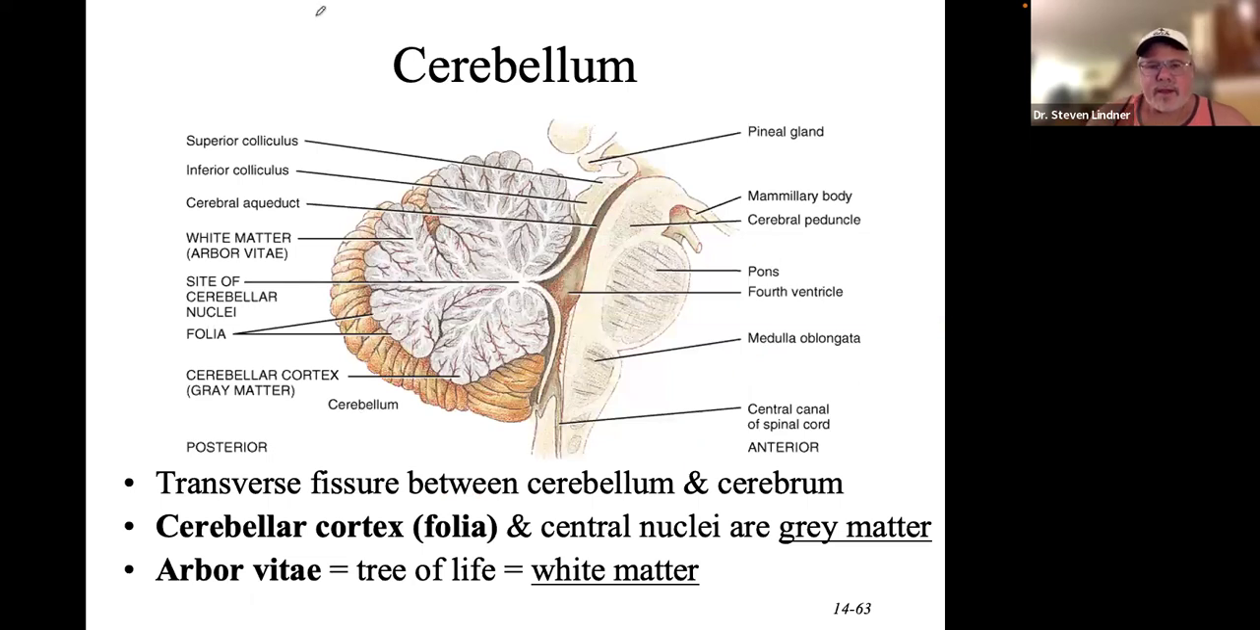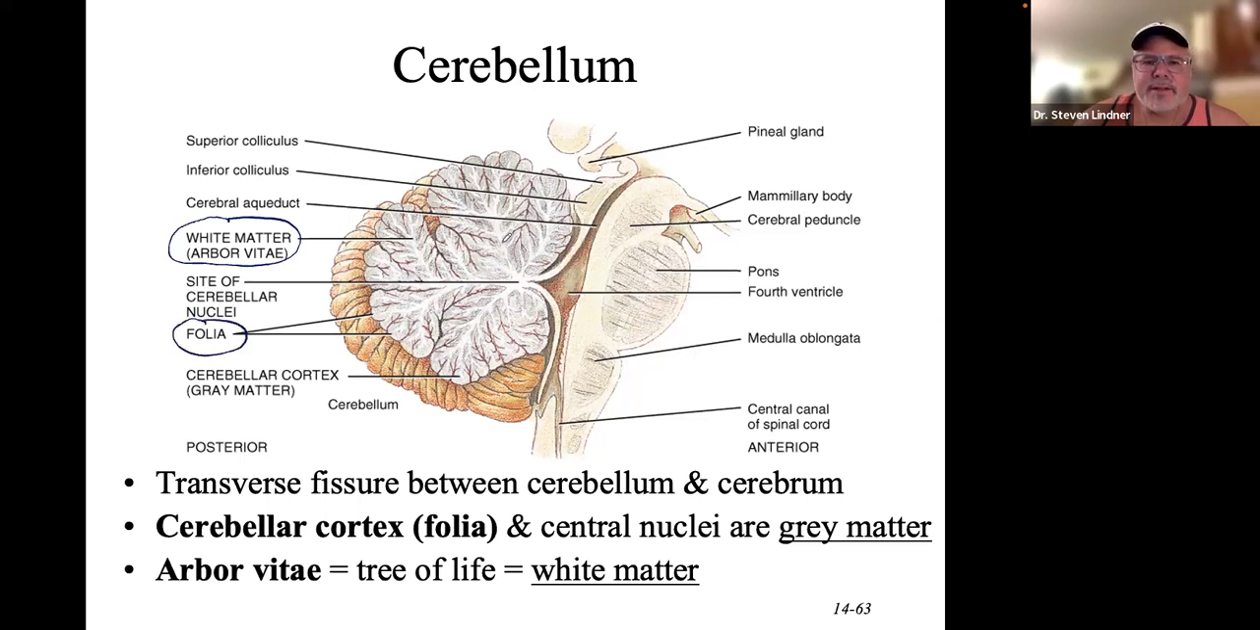Okay. When we take a close up look at the cerebellum, you'll see that it kind of looks like a leaf, and then you have like the veins of a leaf. So we have one region called the arbor vitae. And if we look at it, the arbor vitae looks like the veins of the leaf. And then we have a region called the folia.